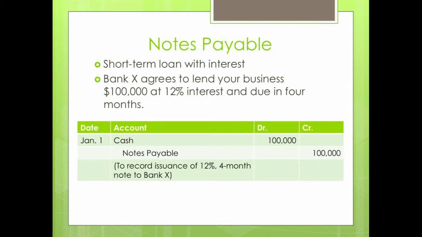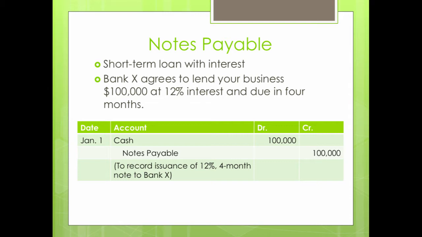So let's look at this example for notes payable. In this example, it is a short-term loan with interest. So a business, let's say your business, applied for a $100,000 loan, and the bank approved it at 12% interest, and it must be paid in full at the end of 4 months. So in this case, the approval or the day that the bank gave the check to your business was January 1st. So technically 4 months later is going to be February, March, April. It's going to be due May 1st.